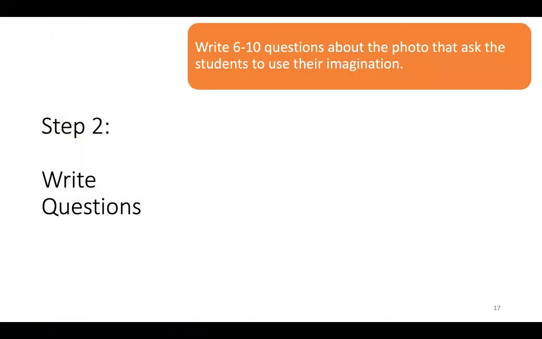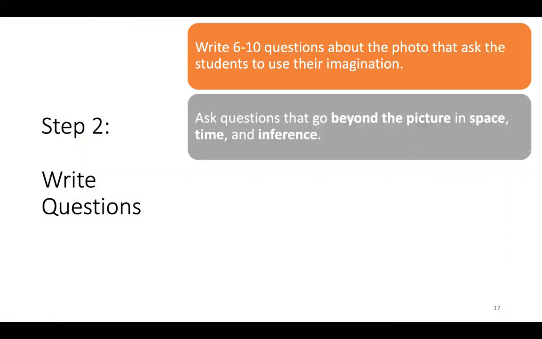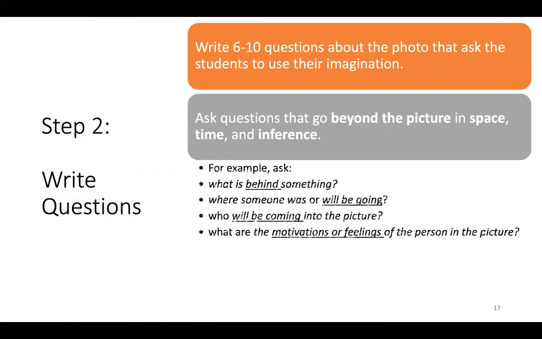Okay, now you've seen the pictures, the next step is to write some questions to guide students in their writing. The goal is to start by writing 6 to 10 questions about your photo. Start by asking about things they can see in the picture, then if you want your students to produce really interesting writing, ask questions that go beyond the picture in space, time, and inference. I've included some examples of these kind of questions here.